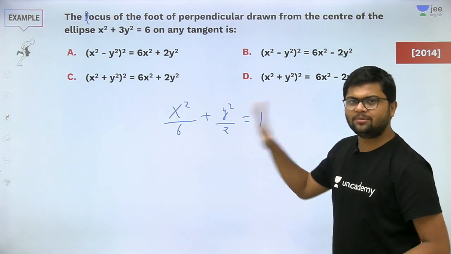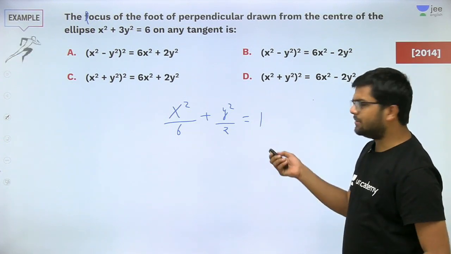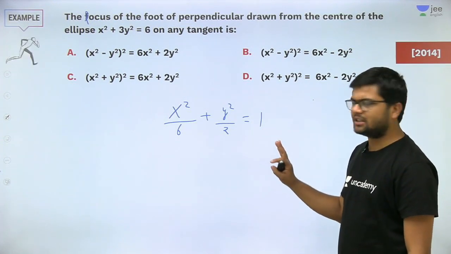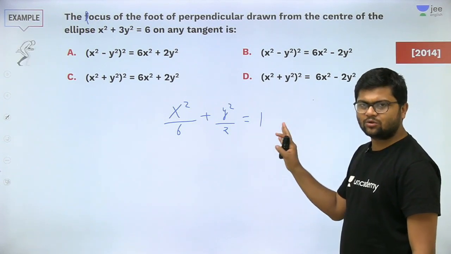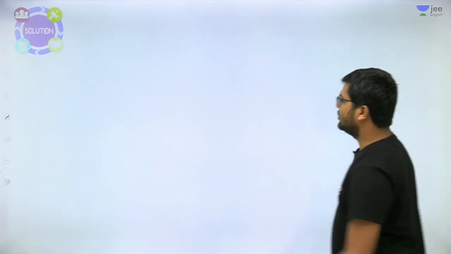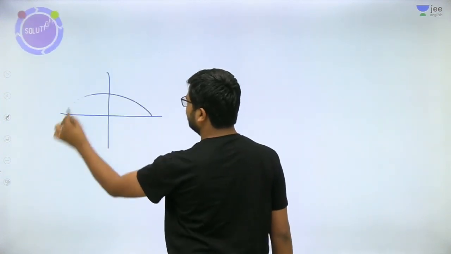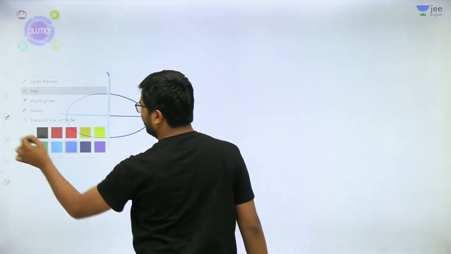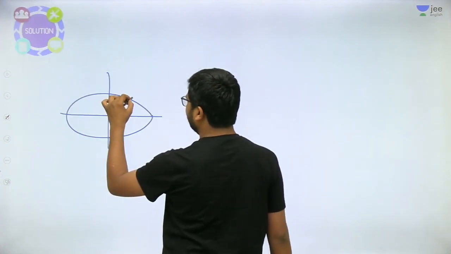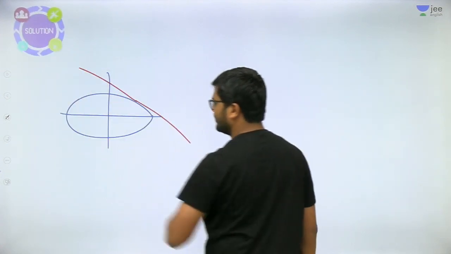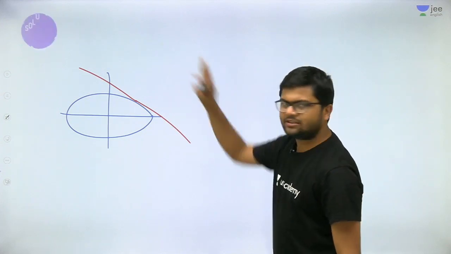This is a horizontal ellipse, that is for sure, and parametric coordinates are a cos theta, b sin theta, where a is root 6, b is root 2, that we will discuss later on. So let's just plot this ellipse. Let us suppose this is a very standard horizontal ellipse. Now at this ellipse, at any point, I just draw a tangent.